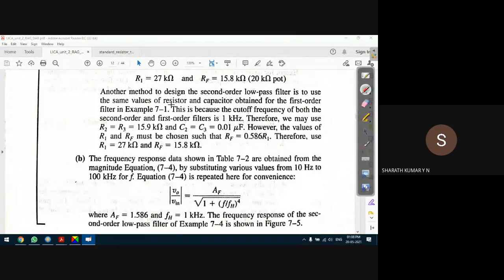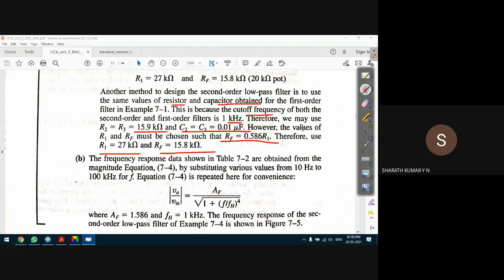Another method to design a second order low pass filter is to use the same values of resistor and capacitor obtained for the first order. This is because the cutoff frequency of both the second and first order filter is 1 kilohertz. Therefore, we may say R2, R3 is 15.9 kilo ohm, and C2, C3 we can use the same value as that of the earlier problem. However, the values of R1 and RF must be chosen from this formula. Therefore, use R1 as 27 kilo ohm.